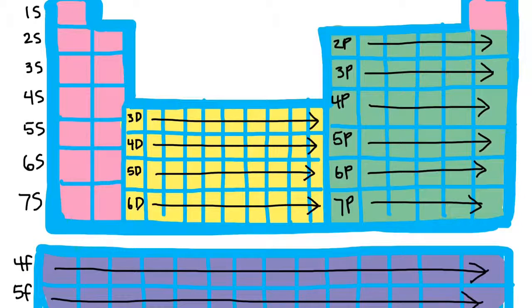Each row of a certain block is labeled in numerical order, from top to bottom. The S block goes from 1s to 7s. The D block goes from 3D to 6D. However, the D block is 1 number off in comparison to the S and P blocks. The P block goes from 2P to 7P, and the F block goes from 4F to 5F. The F block is 2 numbers off in comparison to the S block and P block.